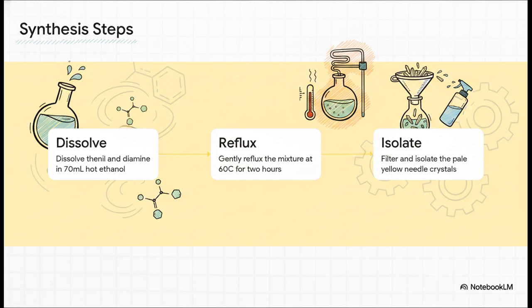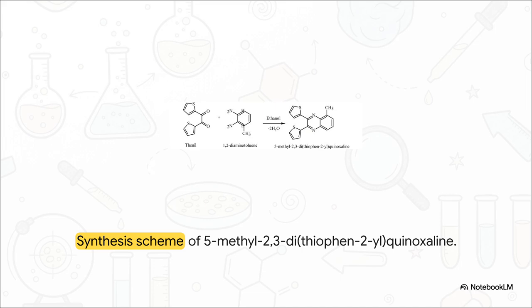And finally, they filtered and washed the product, isolating these brand new, beautiful, pale yellow needle crystals. And this perfectly illustrates the chemical transformation. We have our raw ingredients, phenyl and 1,2-diaminotoluene. Through the sheer magic of that hot ethanol bath, and specifically the removal of two water molecules, they bond together to form our highly complex new challenger, 5-methyl 2,3-dithiopene-2-yal quinosanone. It's quite a mouthful, but what a transformation.